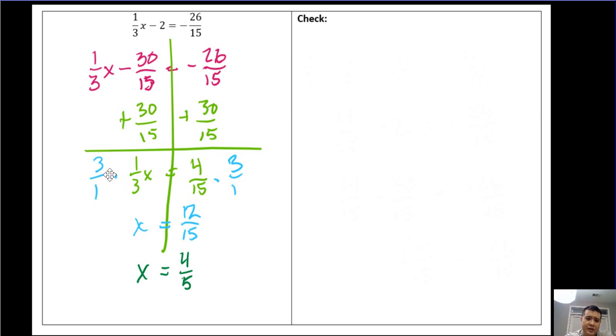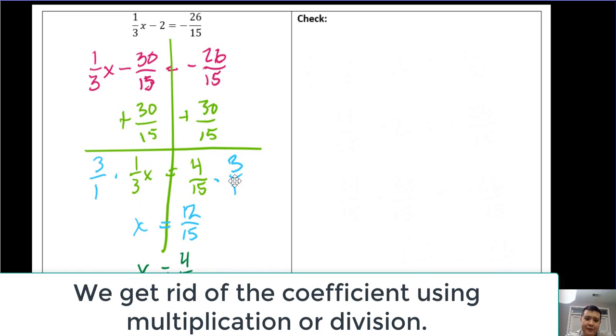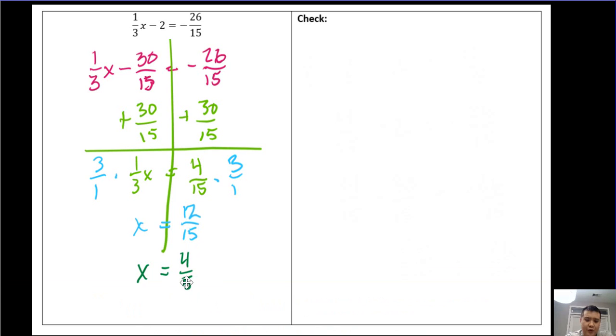So we got 4/15. We're going to multiply both sides by 3 over 1, which gets us 12/15, which gets us 4/5 once we simplify. Again, we could have cross-canceled back over here because 3 goes into 15 5 times. It goes into 1, so we could have just gotten 4/5 right there as well.